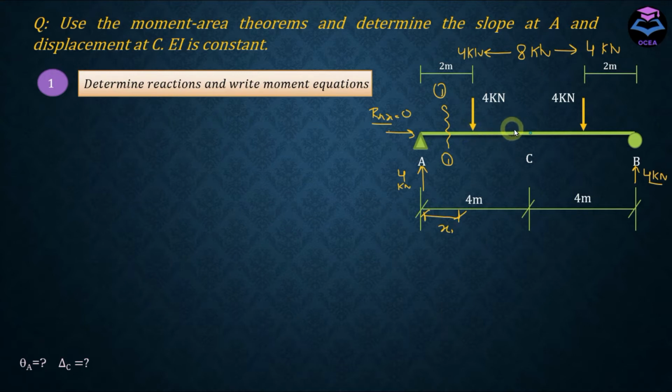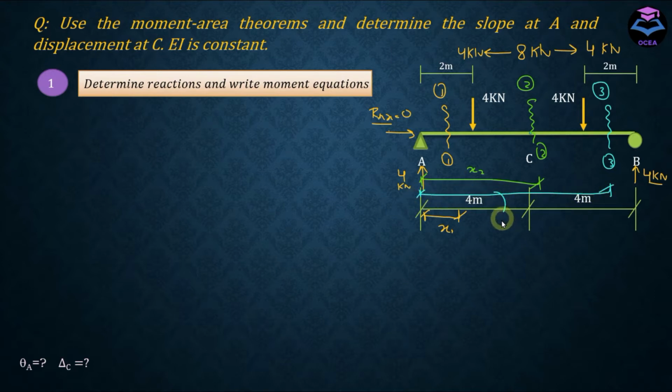After this point load, where does the change in loading occur? It happens over here, so we need to cut a section before this. Let's call this section 2-2, and name this coordinate x2. Similarly, if I start moving from this point load, I can see the sudden change in loading occurs at point B. So again, I need a section here, section 3-3, and let's call this coordinate x3.